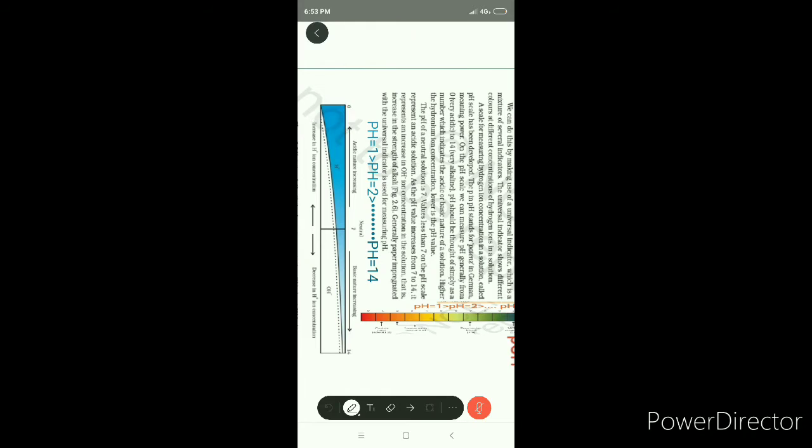That means here at pH 0, at this level, hydrogen ion is much more. Here is pH 1 suppose, then this much is the hydrogen ion. So this scale shows the variation of hydronium ion as well as hydroxide ion.